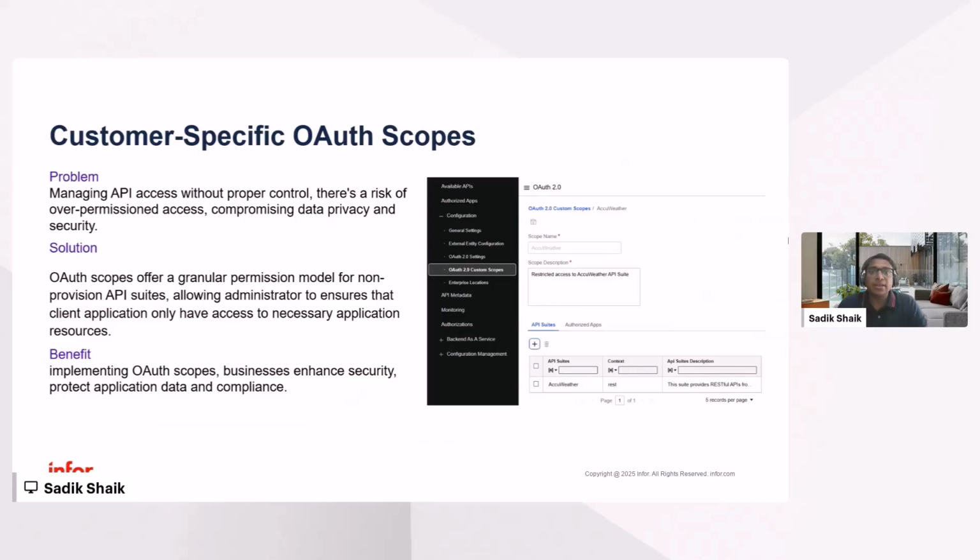Having done that, they can use these scopes for authorized apps so that whenever a client application accesses the APIs, they will be restricted to access the intended API suite and not the rest of the APIs available in the API Gateway. And the benefit is definitely the granular level of security, which enhances data privacy and compliance. I will demo it after the presentation.